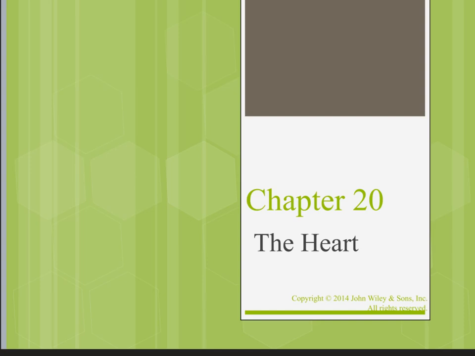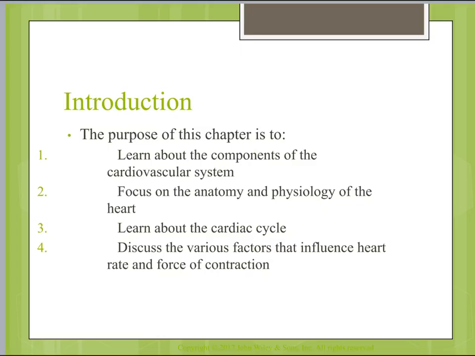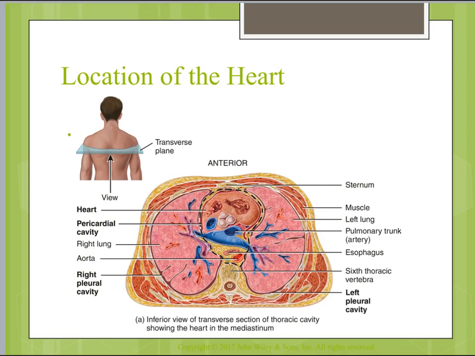Chapter 20, The Heart. Introduction. Now the purpose of this chapter is going to be to learn about all the components of the cardiovascular system. We're going to focus on the anatomy and physiology of the heart. We're going to review and discuss the cardiac cycle, and ultimately discuss all the various factors that influence heart rate and force of contraction. The first part is to identify the location of the heart.